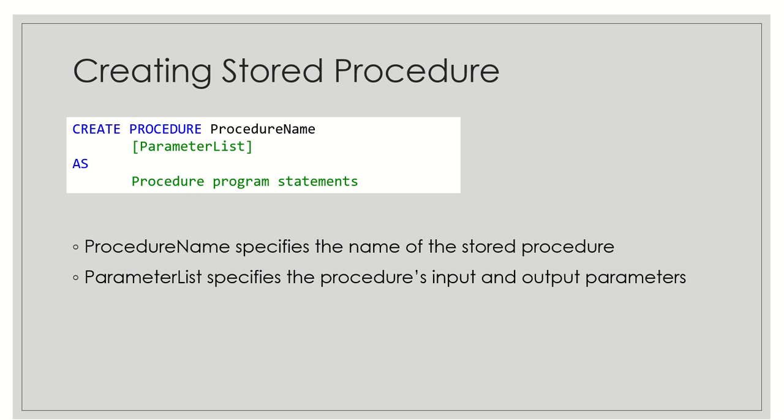Then we have a list of input and output parameters. The parameters are optional, so you can list as few or as many as you want, and you can determine whether they are going to be input parameters, that is, they start the procedure by giving that parameter a value, or they can be output parameters, which means the procedure's job is to set the value of those variables. And then we have as and our program statements inside the procedure. So very similar syntax to creating other database objects.